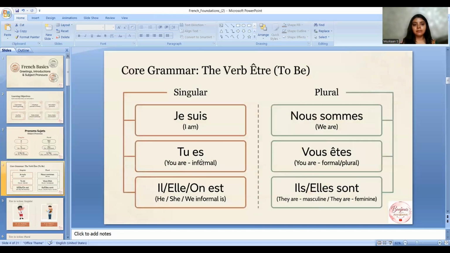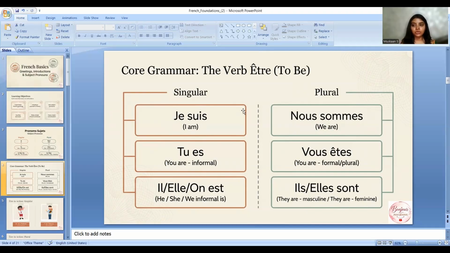Now let's see the verb être, which is very important in French, and it is called the helping verb as well. So let's see. Être verb means to be. Like in English, you say I am, you are, he is, she is, they are, we are. So that's what is called être verb in French. Now let's see the singular and plural forms.